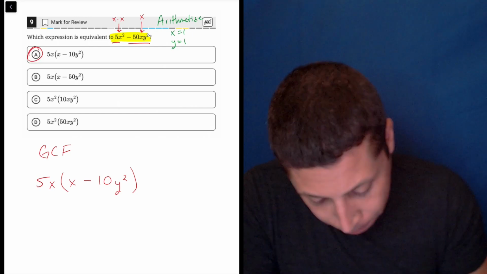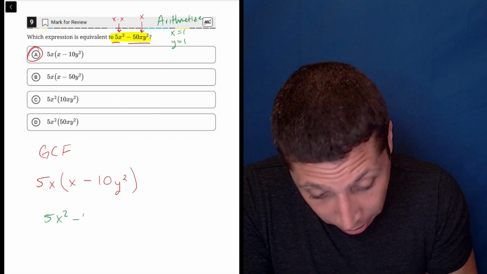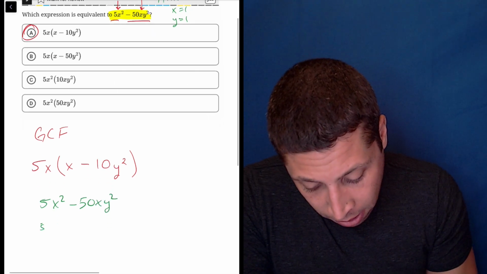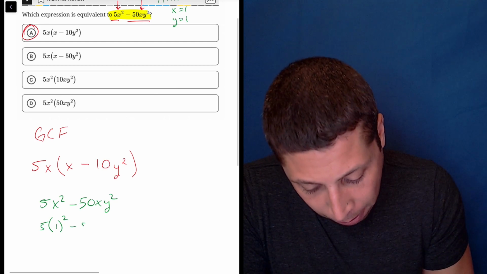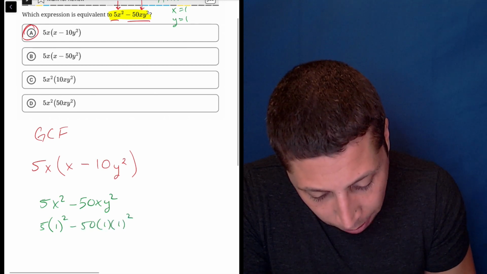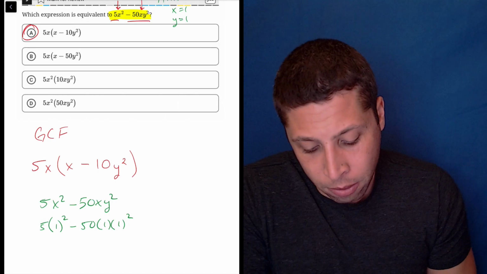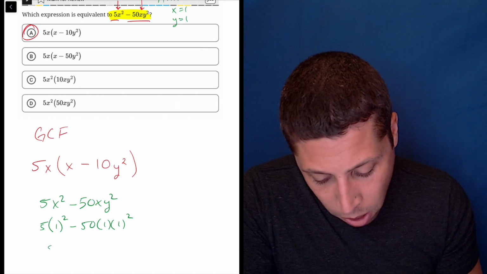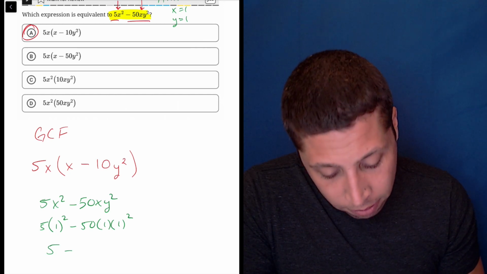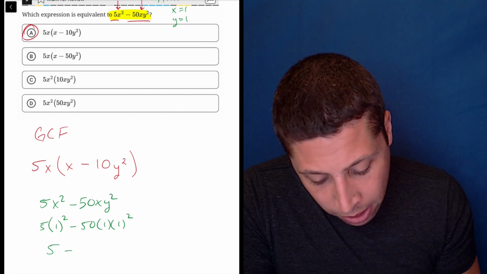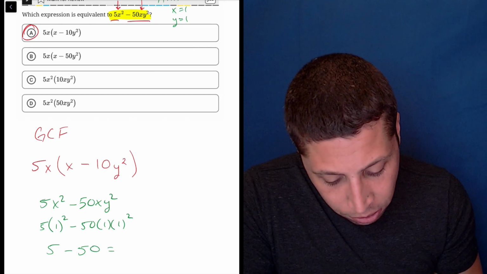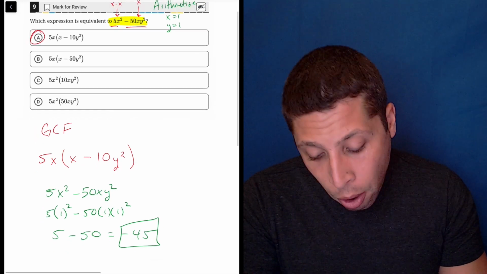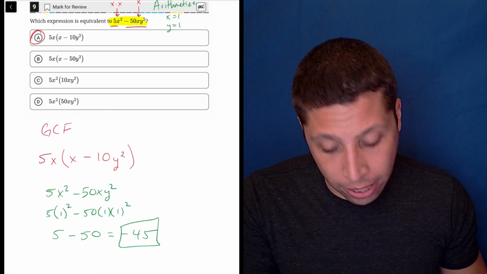So if I took the 5x squared minus 50xy squared, and I put in 1s for all those terms, that'd be 5 times 1 squared minus 50 times 1 squared. Well, 1 squared is 1, and this is the benefit of 1: all the exponents kind of disappear. So 1 squared is 1 times 5 is 5. And 1 times 1 squared, that's all 1s as well, and then times 50 is just 50. So 5 minus 50 is negative 45. So that's my magic number, and now I'd be looking for an answer choice that also gave me negative 45.